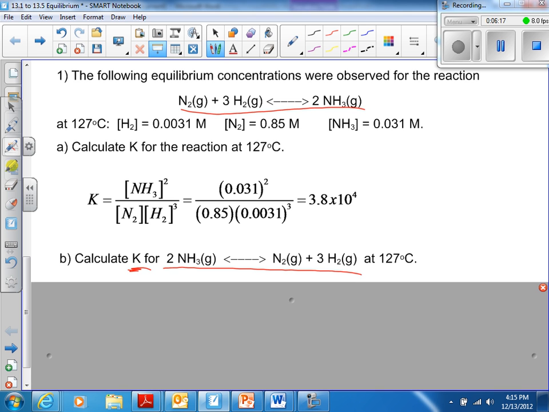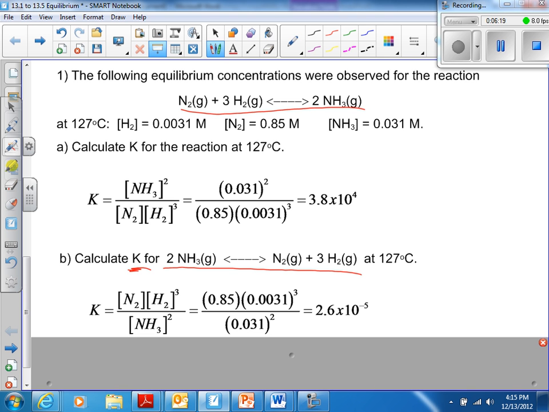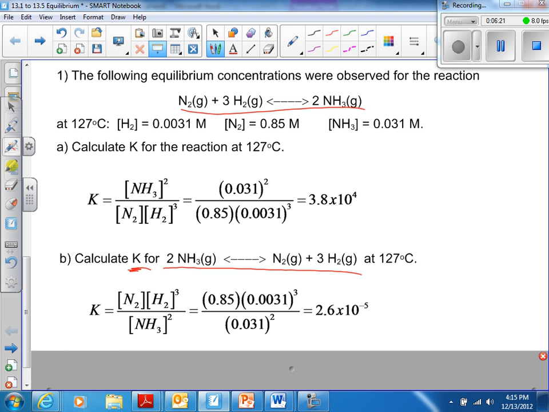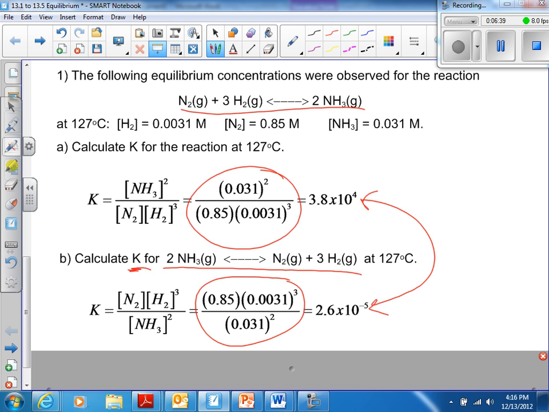Okay, and so you can try it on your own. The answer is about to show up. There we go. Okay, and again, notice I reversed the reaction there. And you should notice something about these two numbers. When you reverse a reaction, something happens to the K. Do you notice that these numbers here are just the reciprocal of these numbers right here? That's because if you reverse a reaction, your products and reactants switch places. So you just take the reciprocal of the original K.